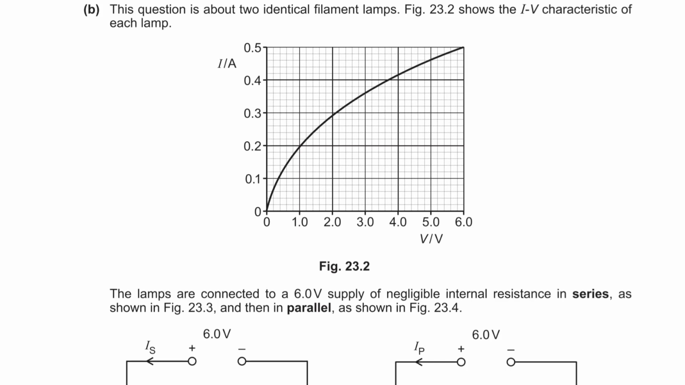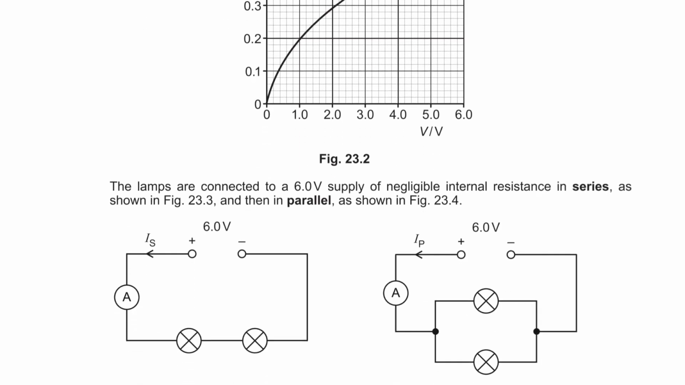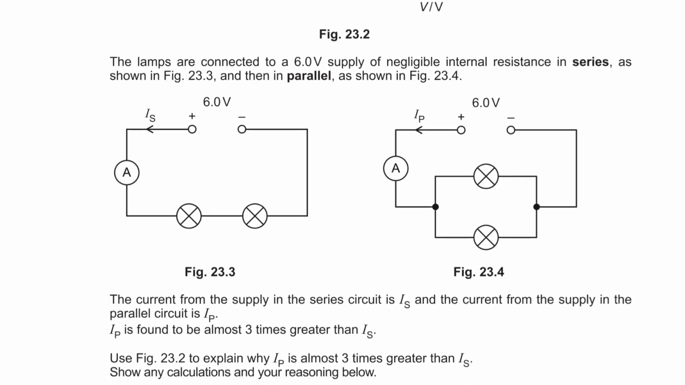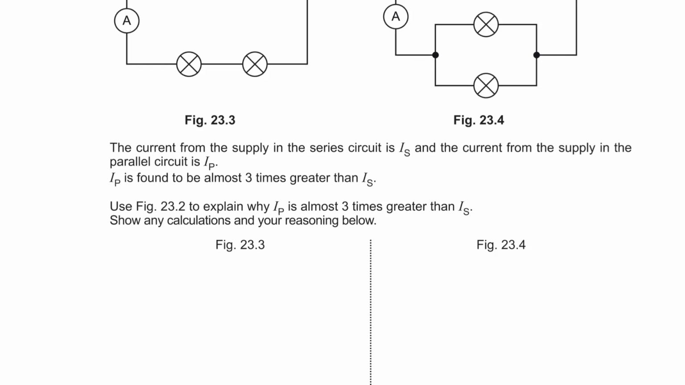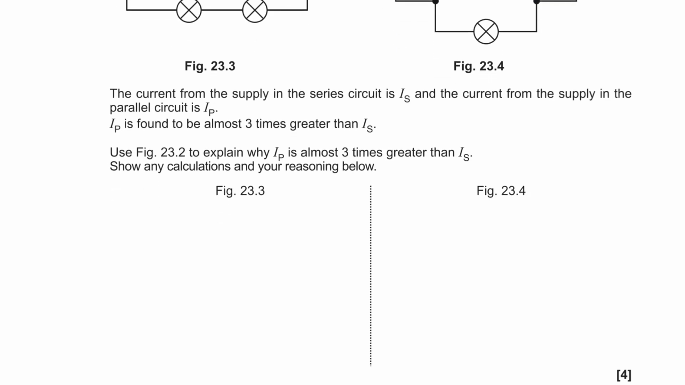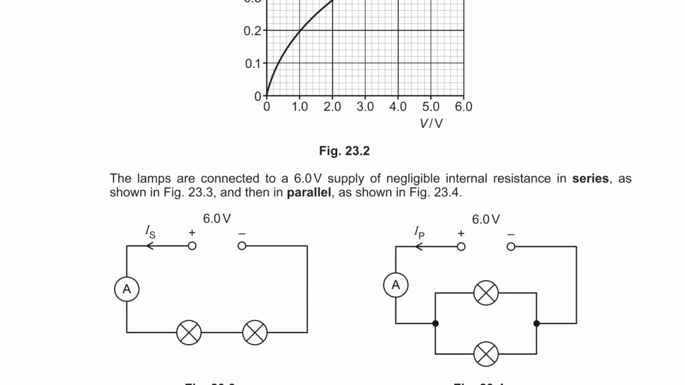Okay, we have the VI graph for some lamps. And what are we being asked here? We have them in series and then parallel. We're being asked, why is the current in P almost 3 times greater than in S? Well, we know it's to do with the fact that two resistors, or lamps in this case, in parallel give you a lower resistance than if they were in series. But we need to take into account the graph above.